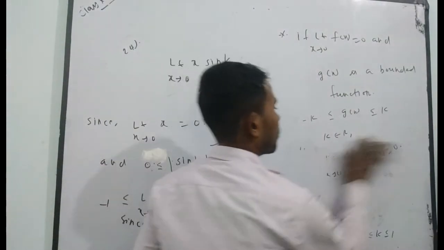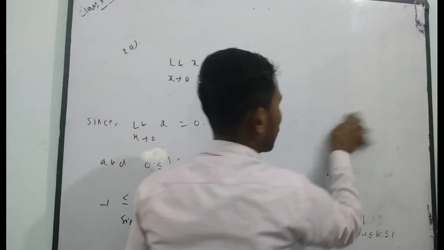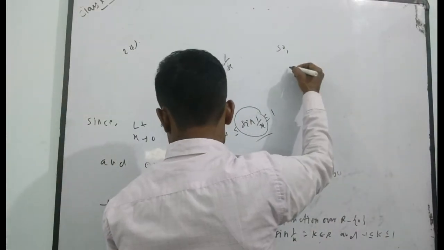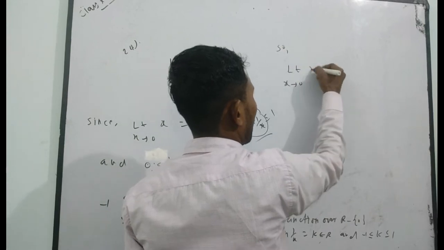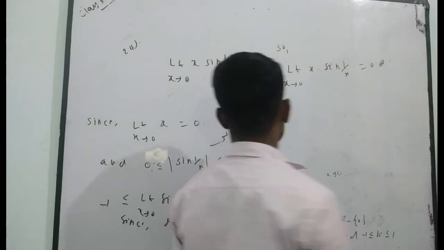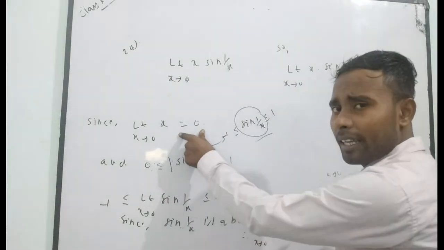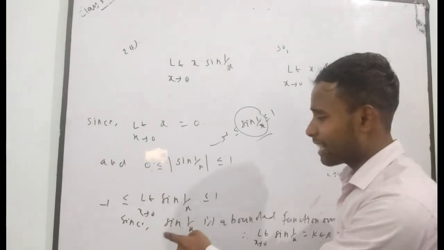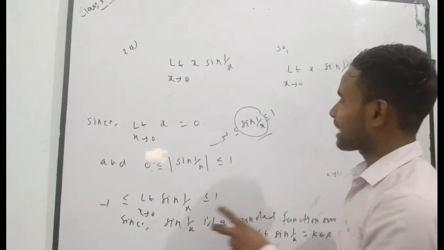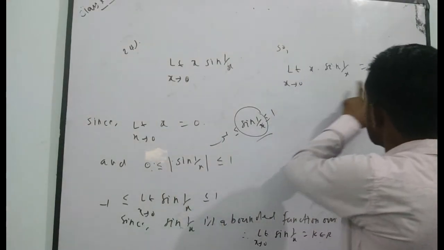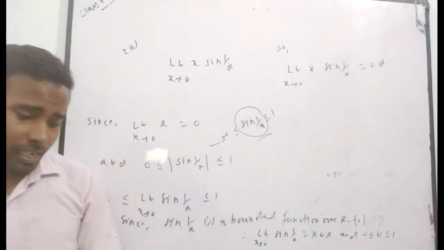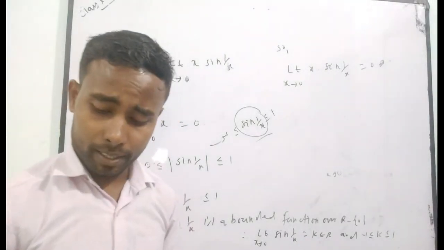So using this theorem, the limit as x tends to 0 of x times sin(1/x) is equal to 0. This is very simple, because x tends to 0 and sin(1/x) will be any bounded value. In that case, definitely the product approaches 0, so it will be 0. I think all your problems related to this chapter will be covered in this video.